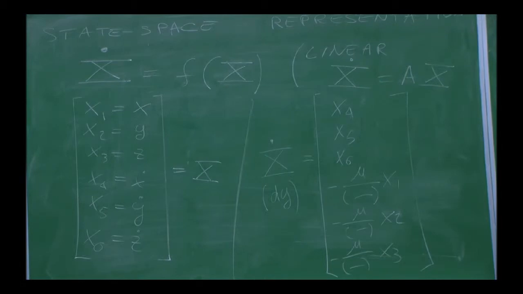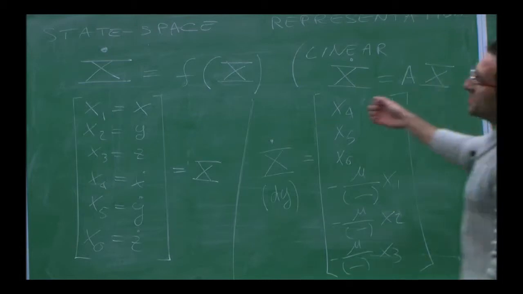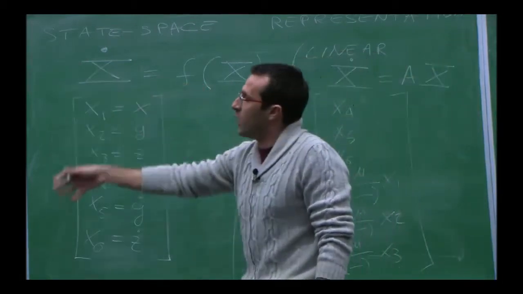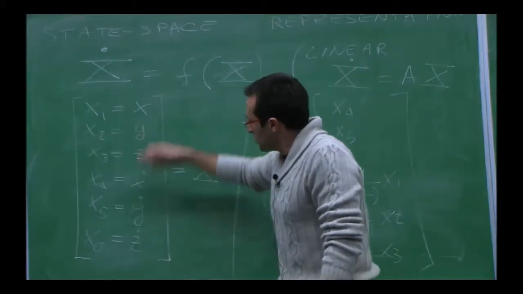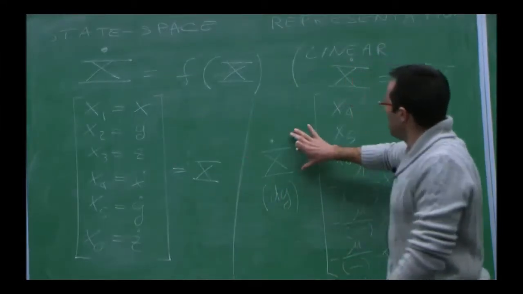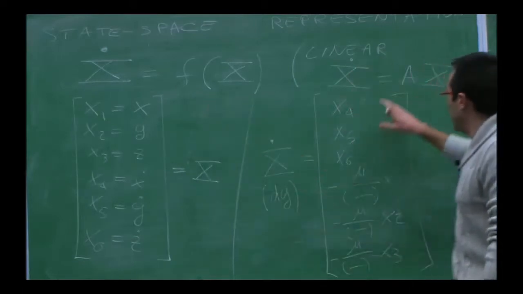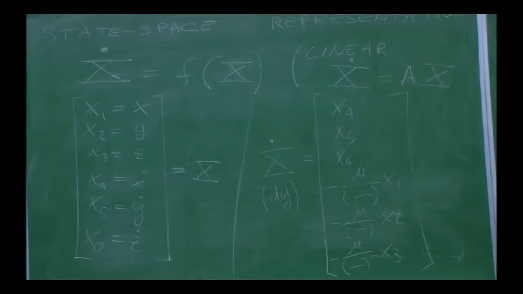That's how you transform a system of differential equations. It doesn't matter how high the derivative is, or whether it's non-linear or linear. You just do a substitution of variables so that you can rewrite it in this form. And that is the form you put in your equation that would be integrated by ODE45 or something else.